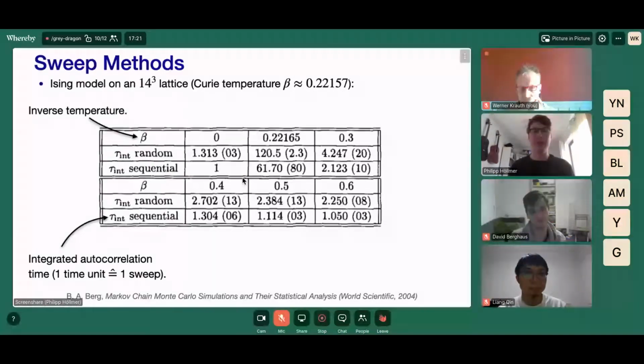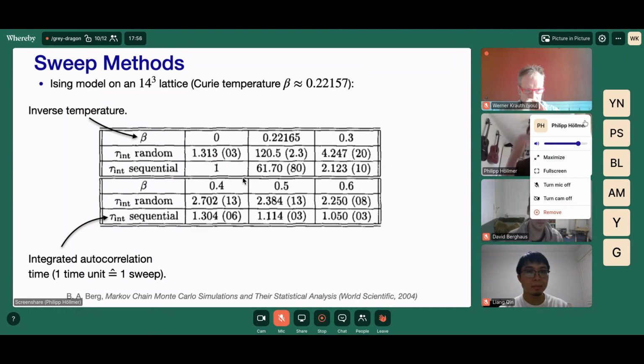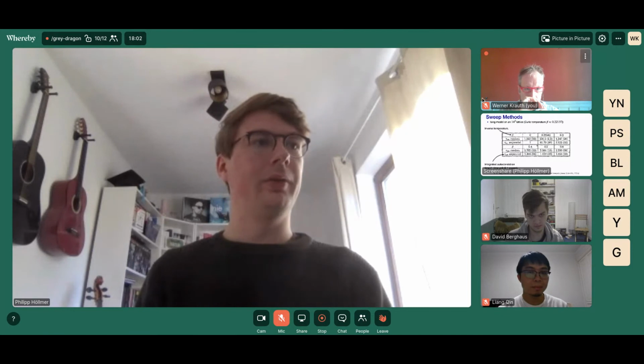At beta equals 0, which corresponds to infinite temperature, of course, if you use the Metropolis algorithm for the Ising model at infinite temperature, you definitely flip the spin when you propose a move for it. What you can see here is that we measure the integrated autocorrelation time in time units of a sweep. And you see that, as expected, the integrated autocorrelation time of the sequential scheme is just 1, because we just go through all spins and we flip every spin. However, for the random scheme, it's a bit higher because we don't necessarily flip every spin during one sweep.